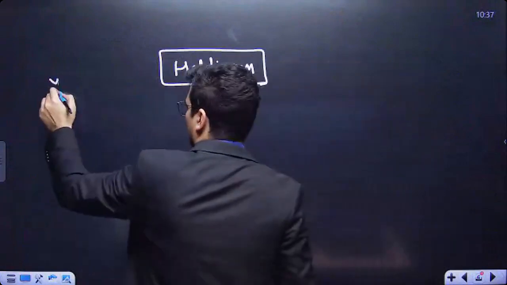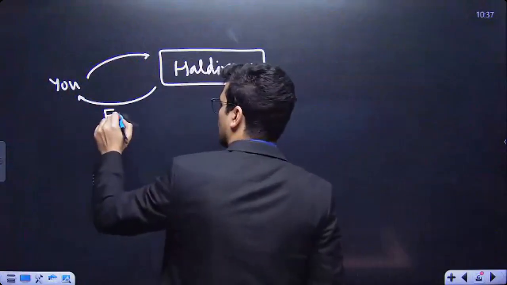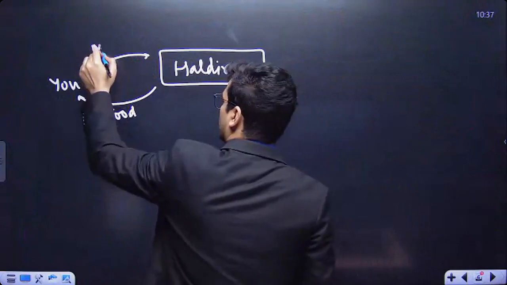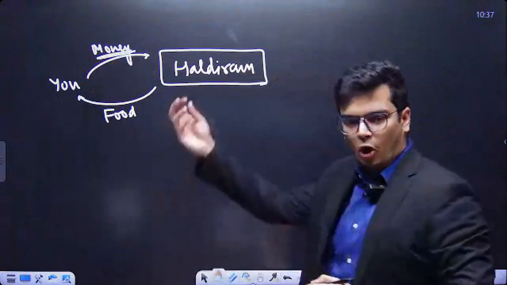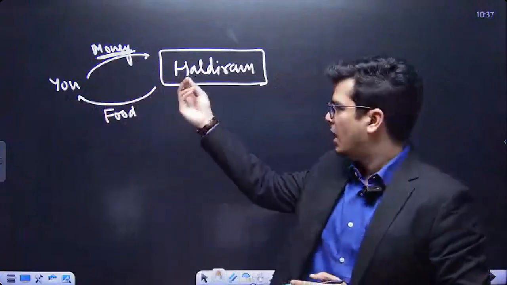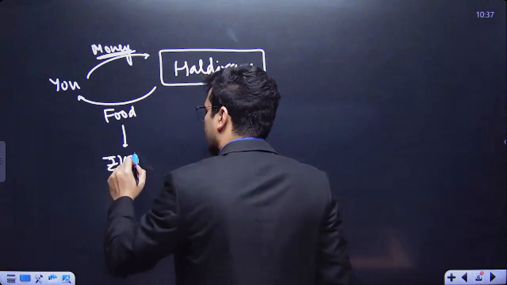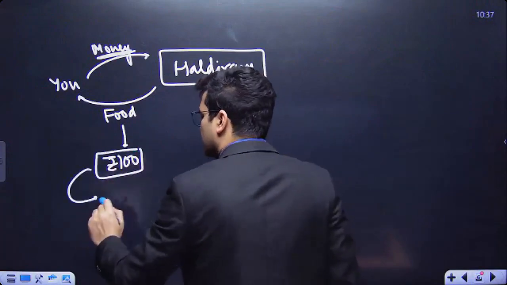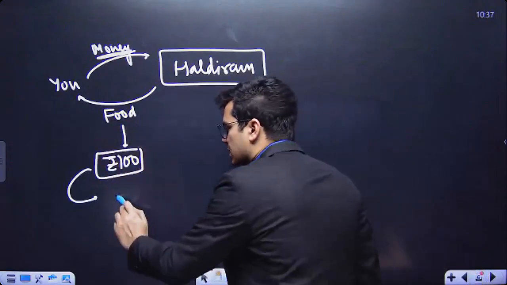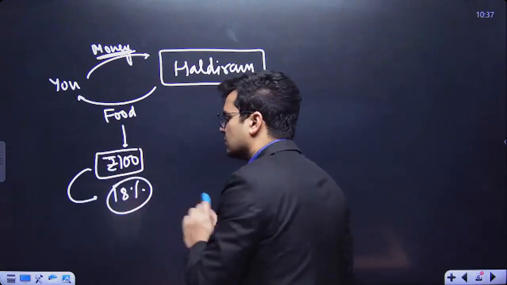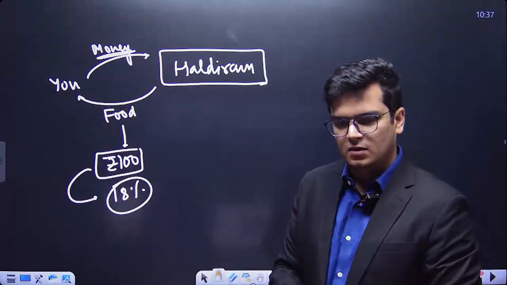You have gone to Haldiram. Haldiram gives you food. You give certain money to Haldiram. Now, on the sale of this food, let's say Haldiram sells you food of rupees 100. On the sale of this food, the government says we will charge 18% tax.